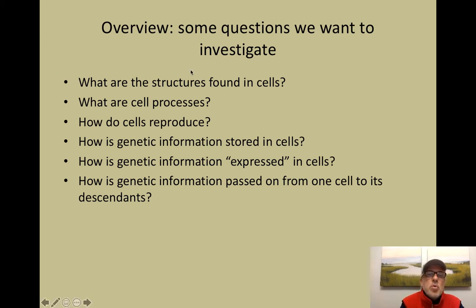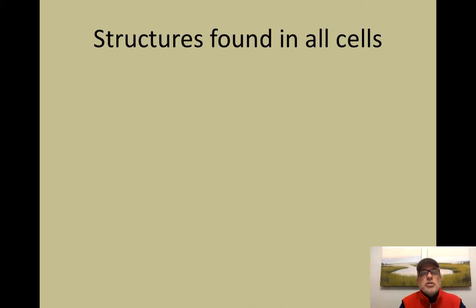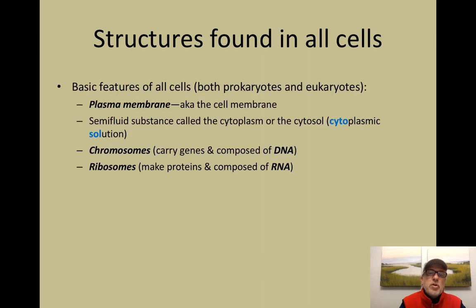In this unit, we're going to look at the structures found in cells, but we won't look at how cells reproduce until maybe January. And we won't look at how genetic information is stored until the next unit in December on DNA. And we'll also look at how it's expressed in that unit. And we'll talk about how it's passed on in the cellular reproduction unit, which is in January. So this is going to be several months of study to answer these questions. Now let's first identify the common structures found in all cells.